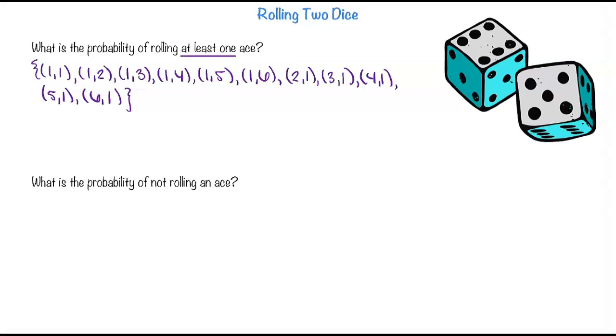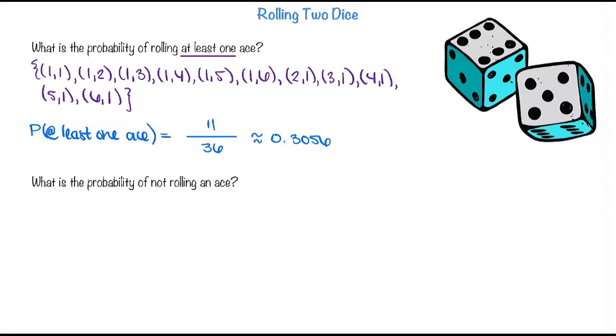Now let's calculate the probability of rolling at least one ace. The probability of rolling at least one ace is equal to the number of ways that we can roll at least one ace, which we found to be 11, divided by the total number of possibilities, 36. So the probability is 11 out of 36, or approximately 0.3056.